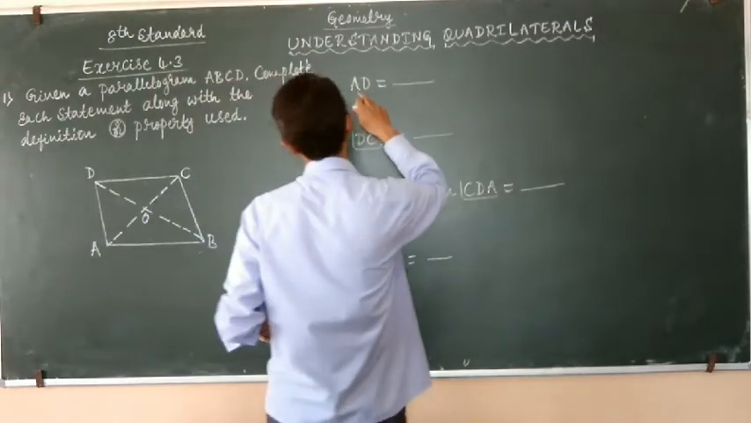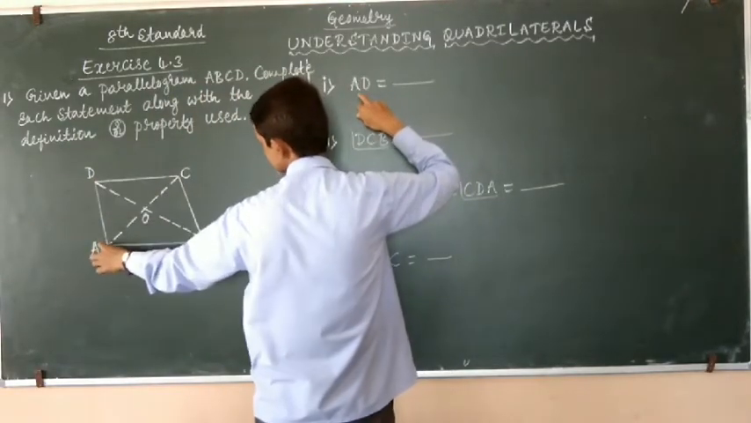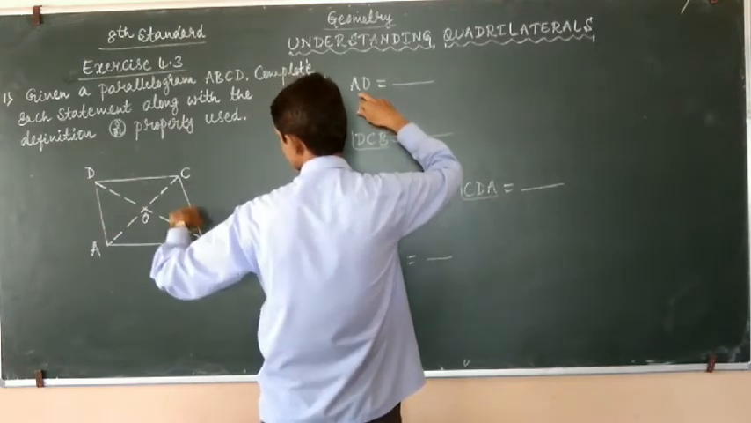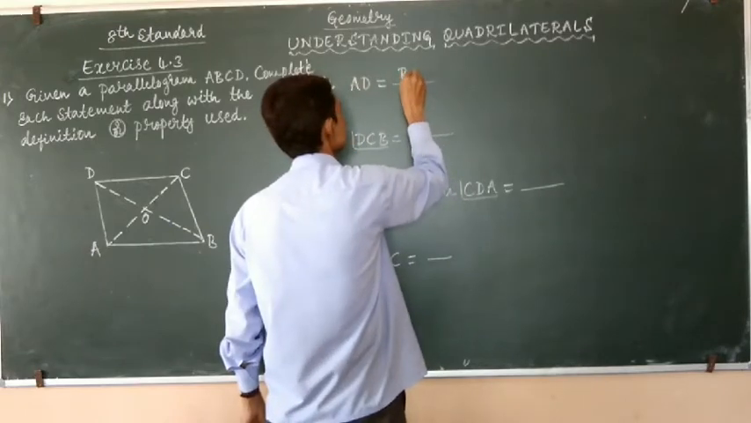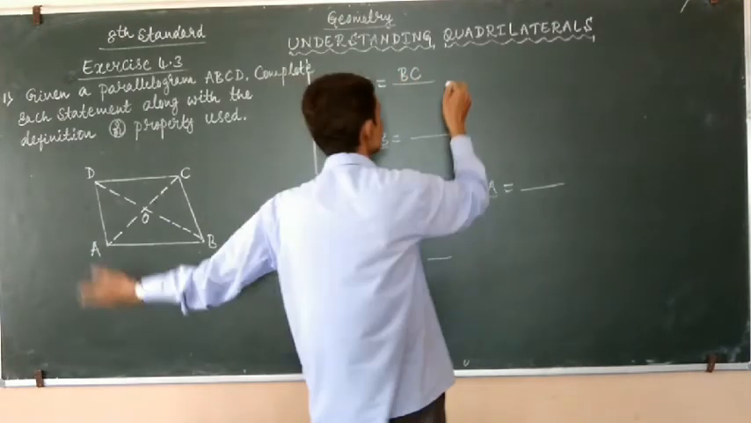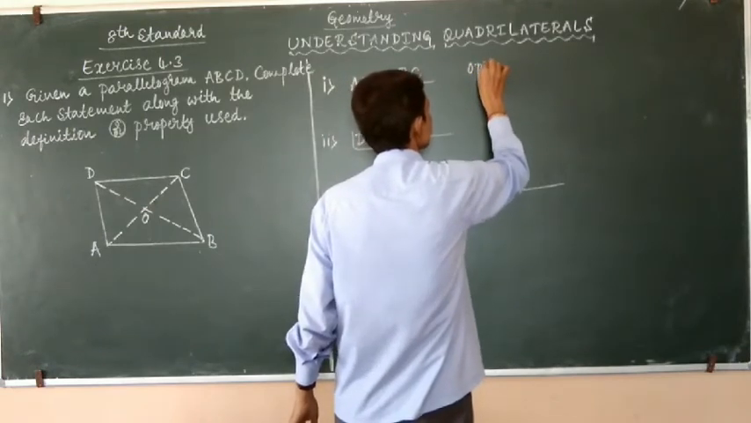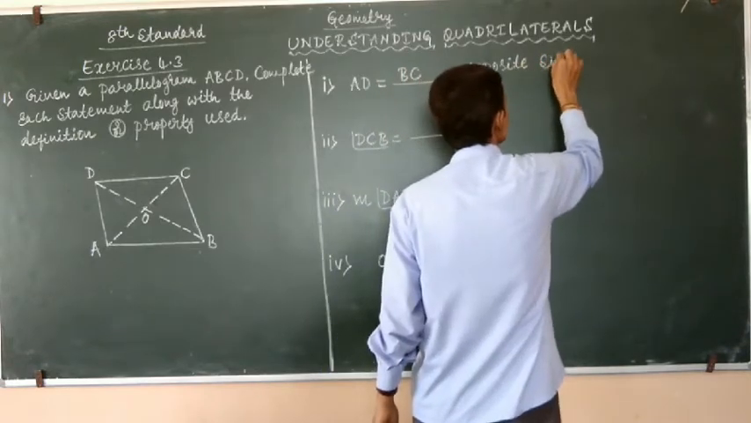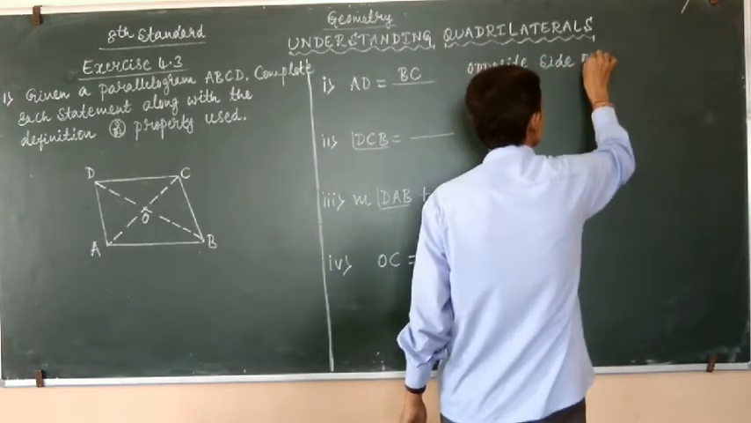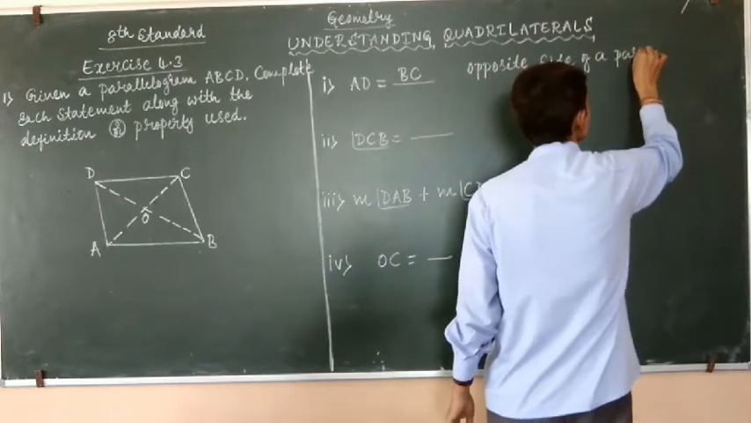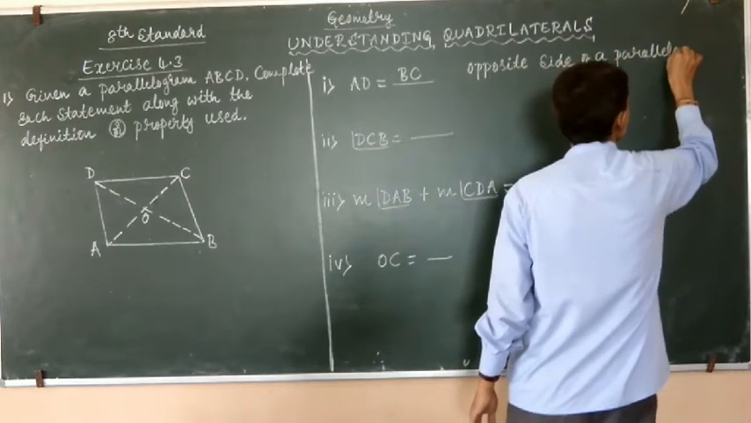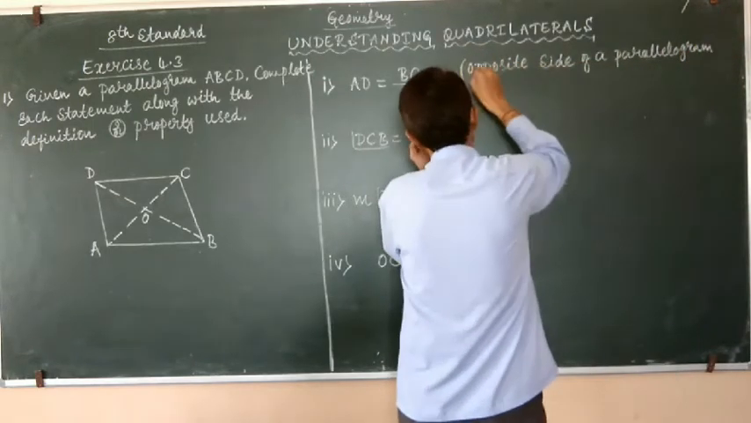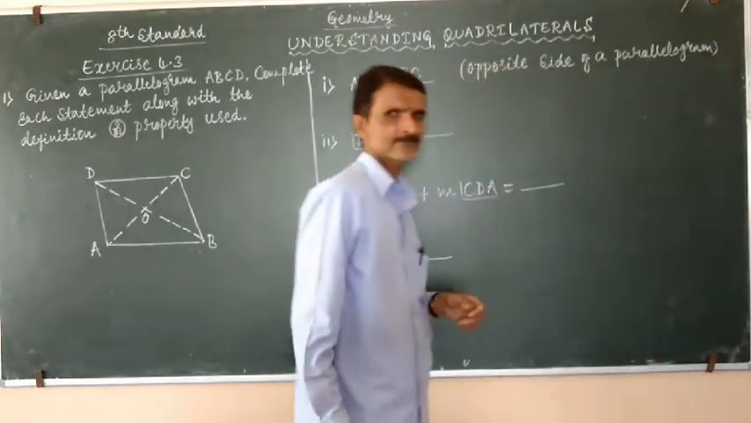If you observe AD, it is a side of the parallelogram. So AD is equal to BC, because of the property: opposite sides of a parallelogram are equal. This is the reason we have to write here.